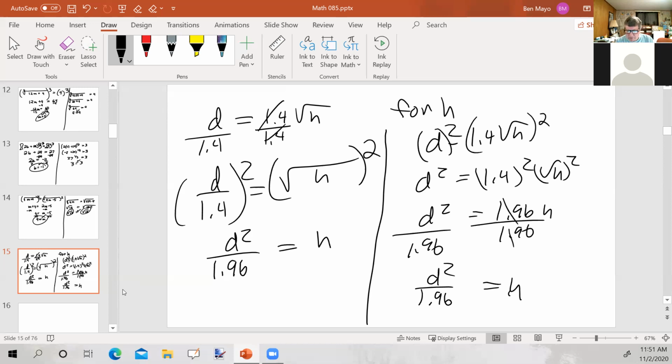So it doesn't matter. The thing you've got to be careful of, though, is notice here, I'm squaring this and that, okay? So it's not just 1.4H. I've got 1.4 the quantity squared, the square root of H, the quantity squared. Okay.